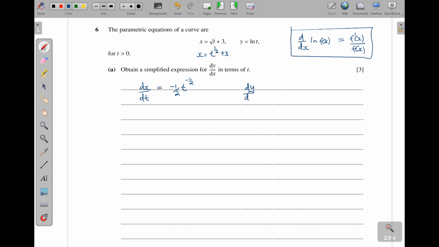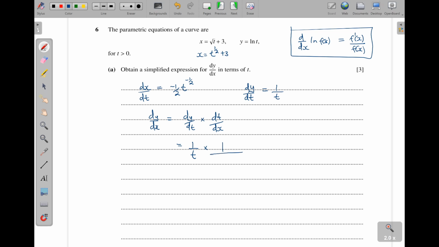dy dt is going to be, differentiate the t, you will get a 1. Then divide by that function t, so it is 1 over t. Now for us to get dy dx, this one is going to be equal to dy dt, then times dt dx. That is using chain rule, because this one can cancel with this, and then you remain with dy dx. You see that? Now, we are going to get dy dt, which is 1 over t, and then times dt dx is going to be 1 over this one here, okay?